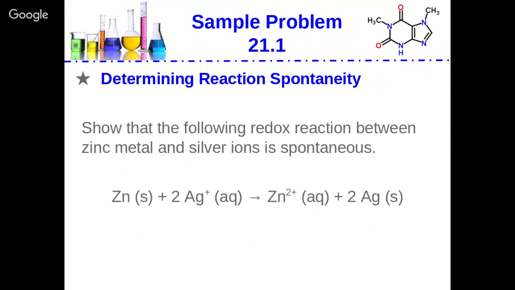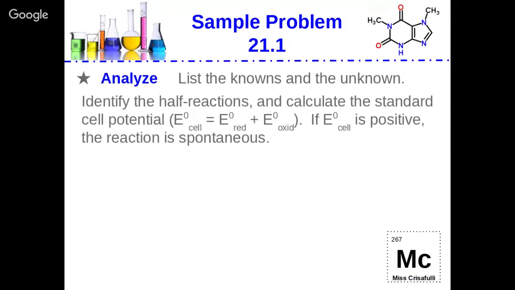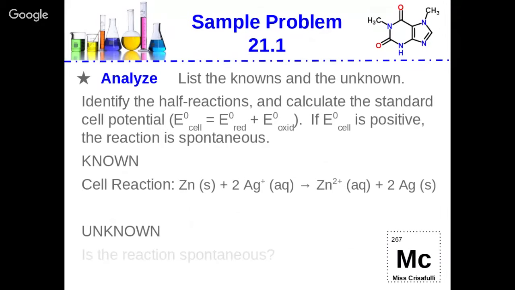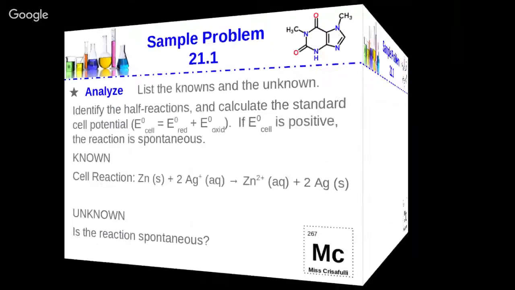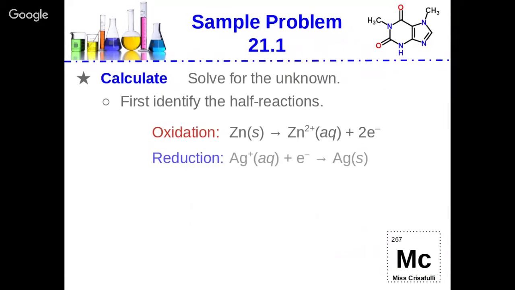So here's our reaction. What we're going to do is use the standard reduction potentials to determine if E cell is positive. If it is positive, then it is going to be spontaneous. So what do we know? We know our full reaction, and we don't know if the reaction is spontaneous. So we're going to use that chart to identify the half reactions that we're talking about.